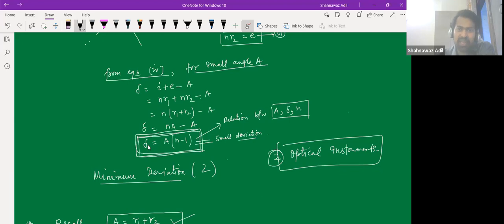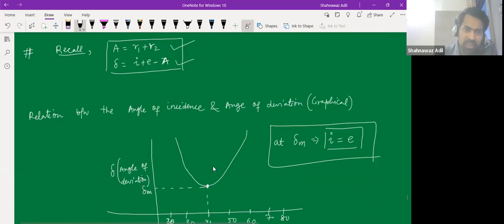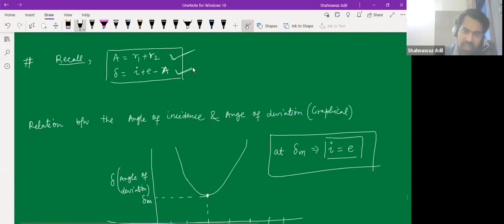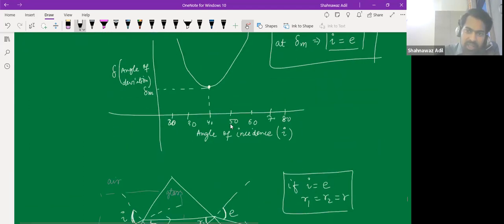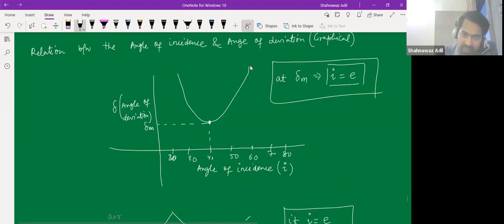But let's say the angle of prism is not so small. So prism is not thin. There is a thick prism. So for thick prism, these were the results, right? And then from the relation of angle of incidence and angle of deviation, we got this graph. The y-axis is angle of deviation and x-axis is angle of incidence. So at this point, what is the angle of deviation? Epsilon.